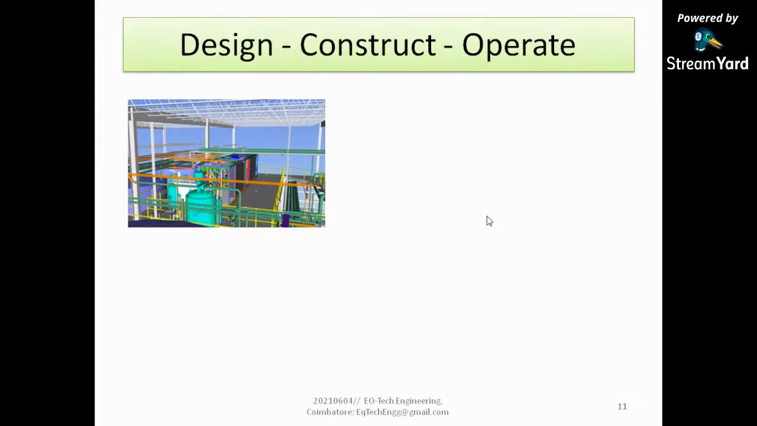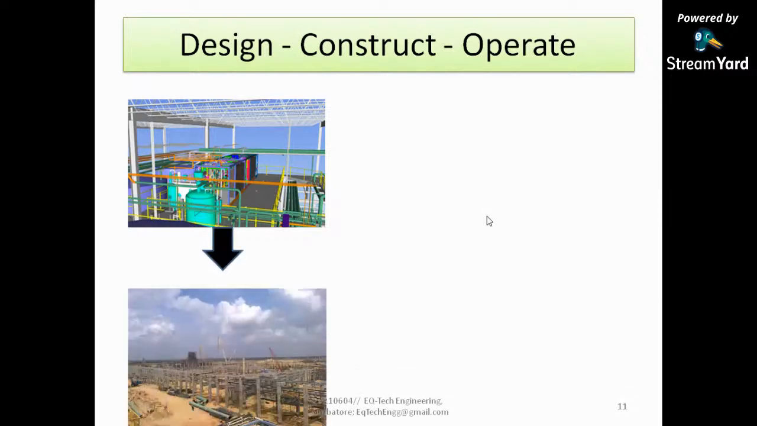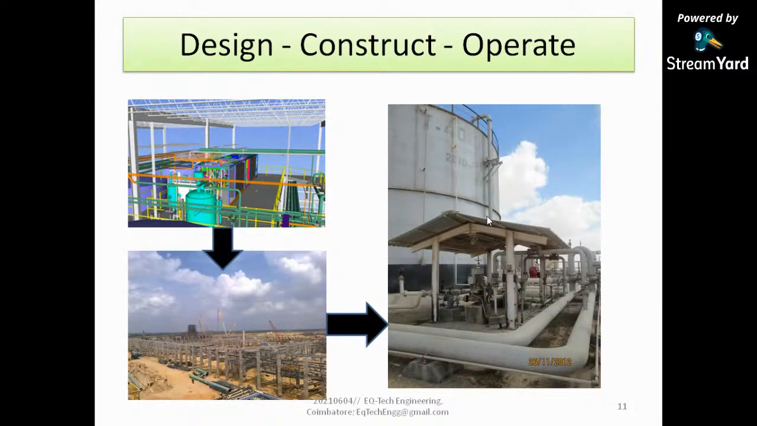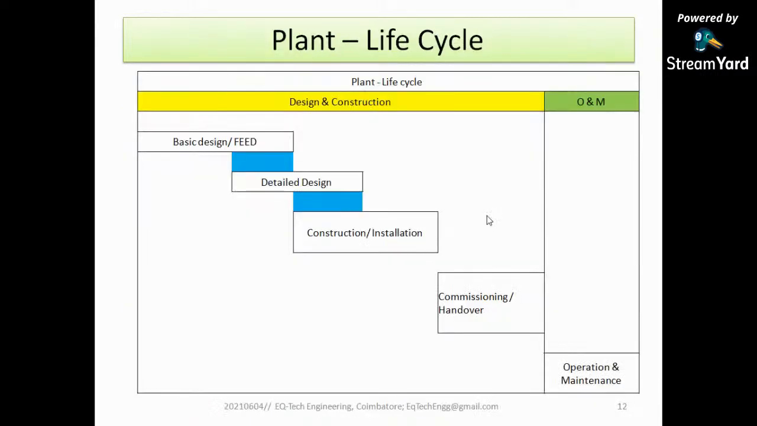So this is design, construct, operate. What you see here is a 3D model of a facility, followed by construction of a different facility. And after construction is the operations phase. So in the plant life cycle, we can classify into design and construction, and operation and maintenance.